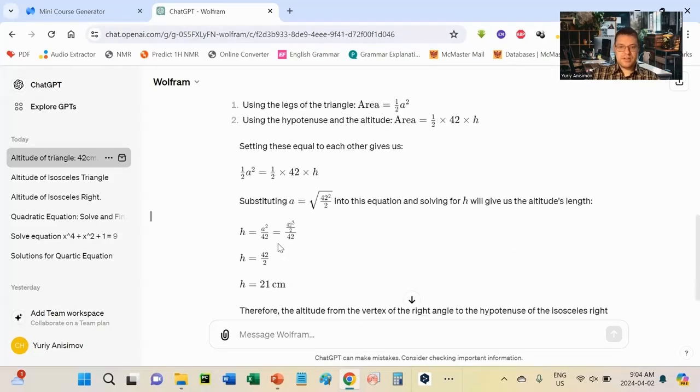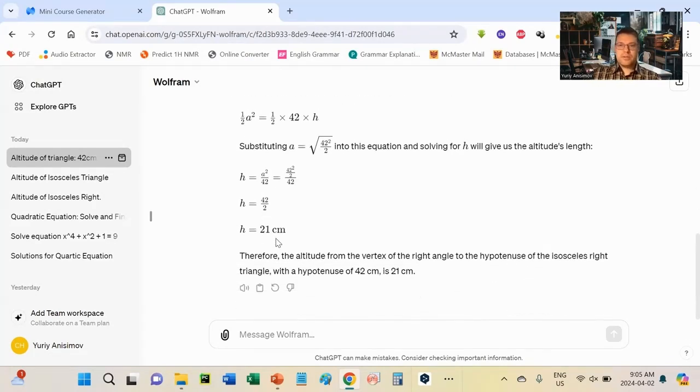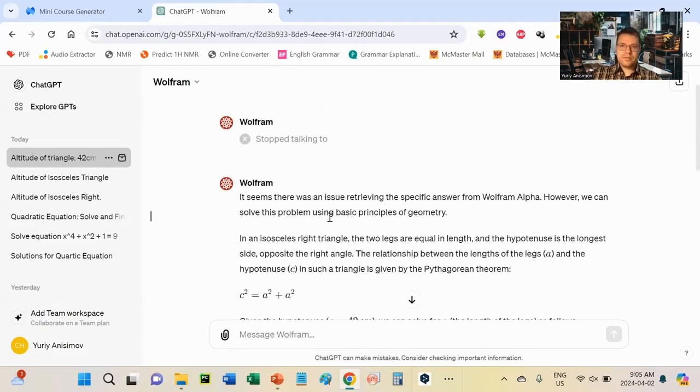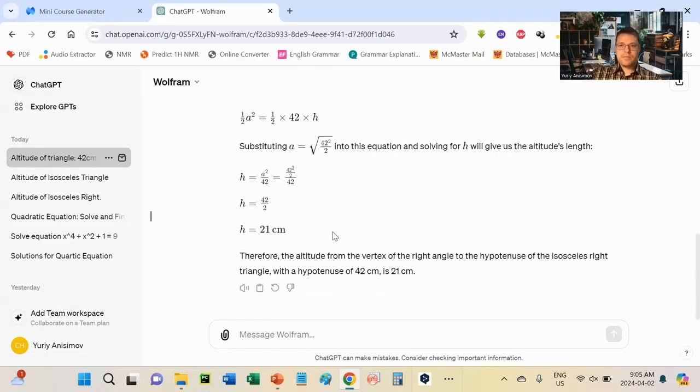Yes, right. Well, this one is a little bit redundant. There is no reason to take the square root of it, because we know that a square is this one. That's a kind of interesting way it solved the problem, because I would solve this problem in a much simpler way. But finally it's right. First it was talking to Wolfram, and then there was an issue for some reason, like some unstable connection or so. And then it came up with a different solution, but this solution is correct.